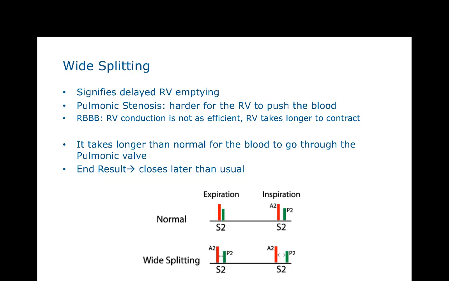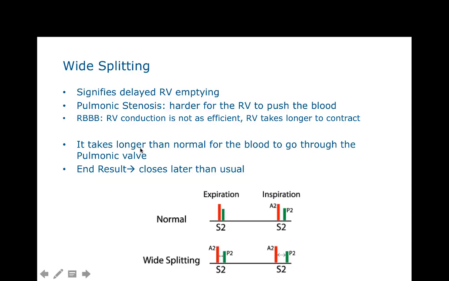So during pulmonic stenosis, right, it's harder for your right ventricle to push the blood through the pulmonic valve because it's stenosed, right? So that means it's going to take even longer for the blood to go through the pulmonic valve. Remember what we say, during expiration, you pretty much don't hear the splitting, right? And then you hear it during inspiration. Now, in wide splitting, you'll hear it during expiration, and it's going to get even louder during inspiration because you have more blood coming through, and it's way harder to push the blood through.